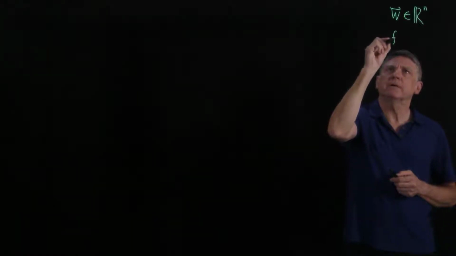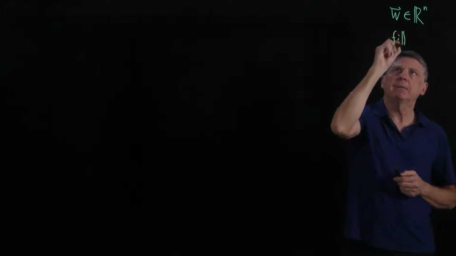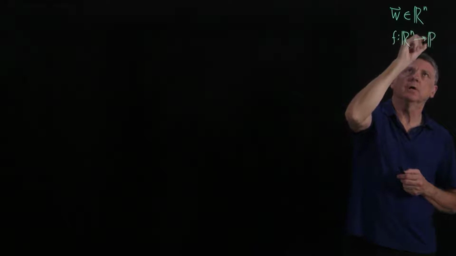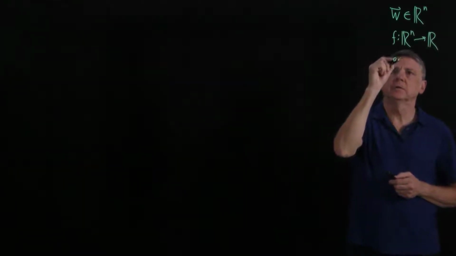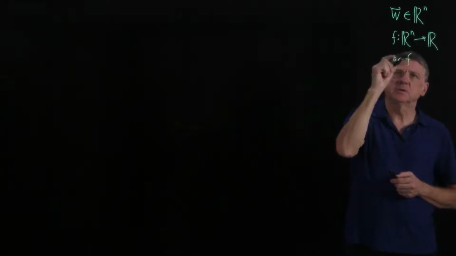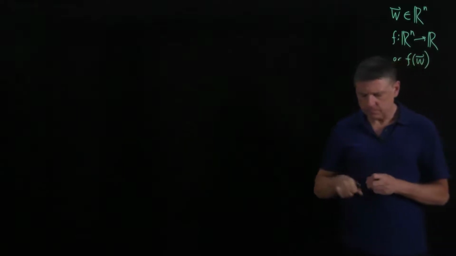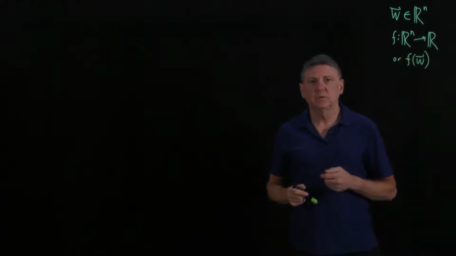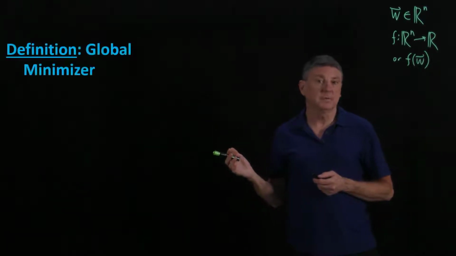We'll use a function, and by a function, we mean a map from a vector space to a real number. We'll usually write this in functional notation, and that is we'll say f has a vector argument. From these preliminaries, we can now start to talk about what we mean by, for example, a global minimizer.